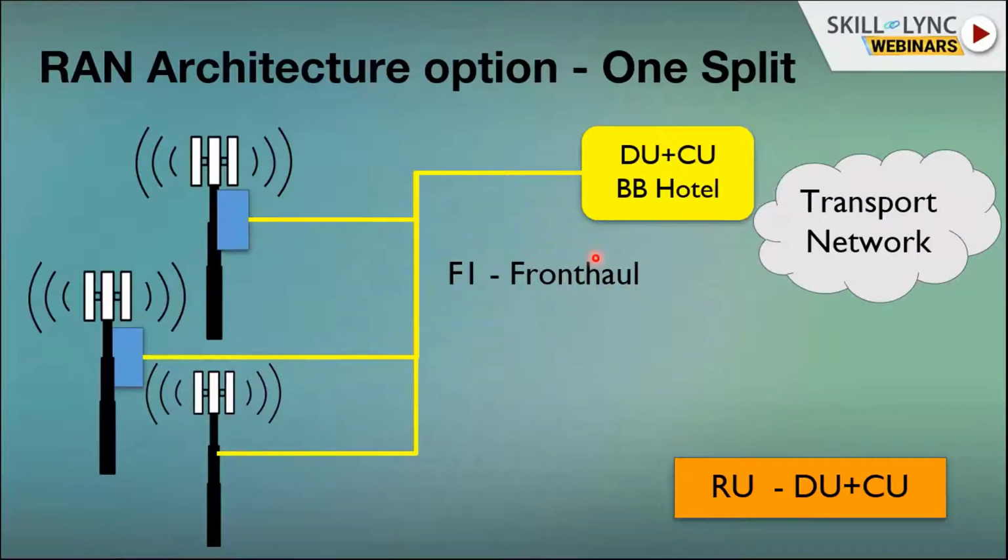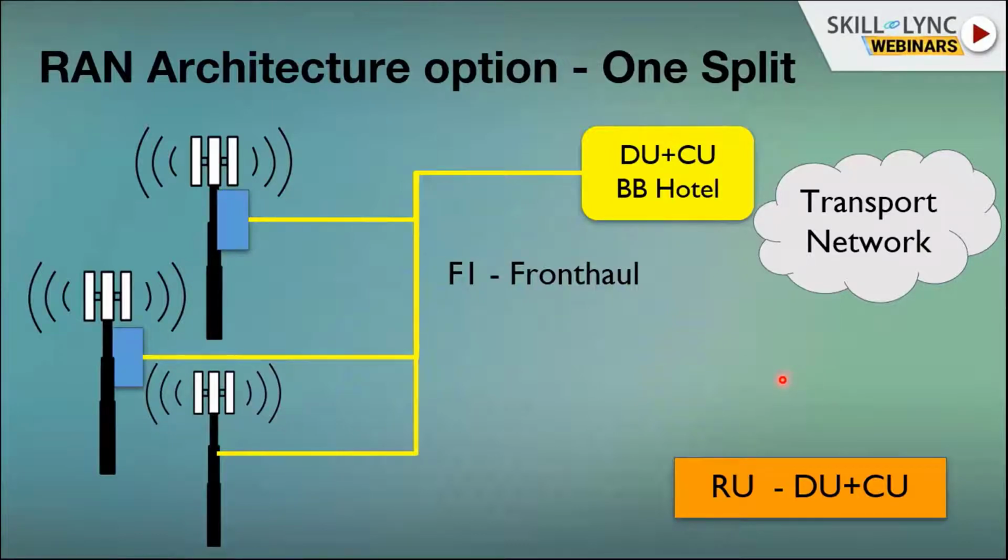Then using the fronthaul, that is the fiber, we will connect it to a centralized location of the baseband units, where we will have multiple basebands that process the digital unit and control unit in one place. It will be connected to a high throughput fiber network. So this is another architecture option called one split, where you have the RU split out, and the DU and CU are combined into one unit.